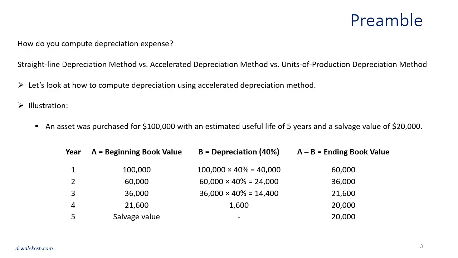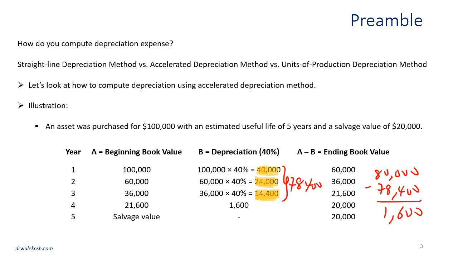So if that is the case, we need to stop depreciation soon. Summing the total depreciation together here, that would be 78,400. That implies that what we have left to depreciate will be 80,000 less 78,400, and that is 1,600. So the remaining amount will be depreciated in year 4.